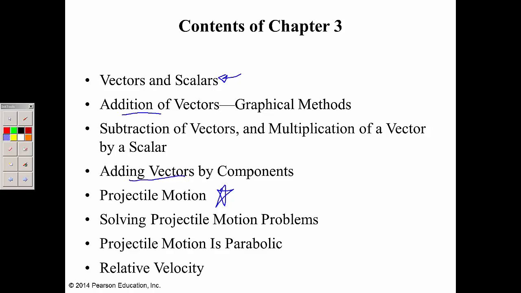We'll talk about solving projectile motion problems and how the motion is parabolic, and we'll end with relative velocity, which is very similar to the relative position that I discussed last chapter.